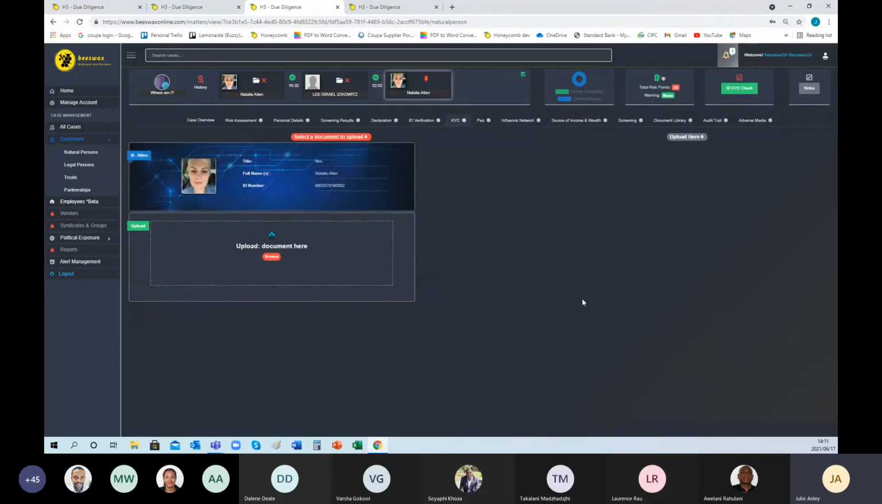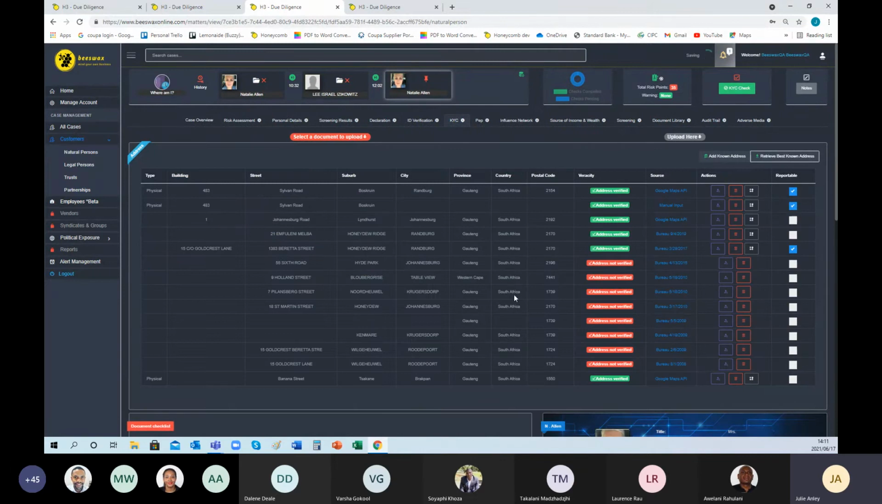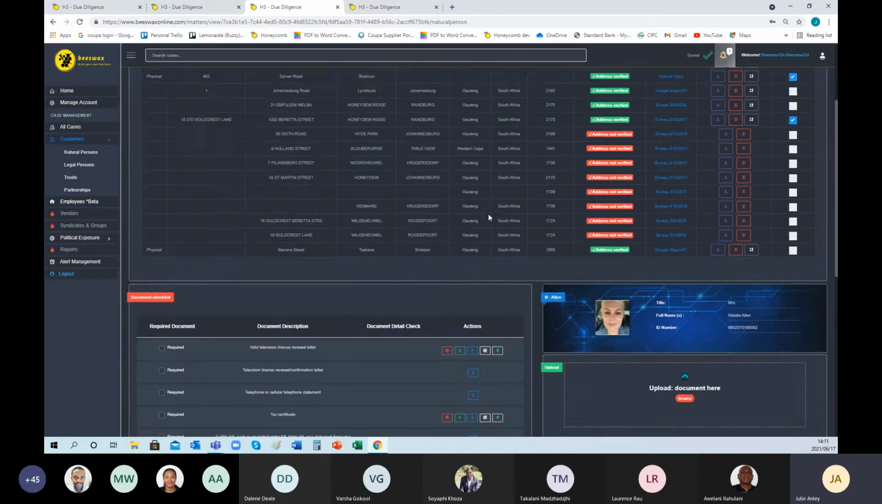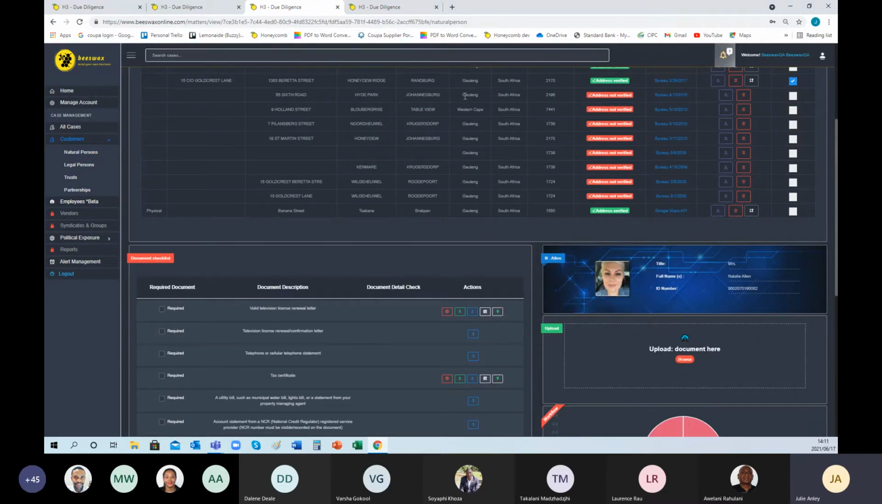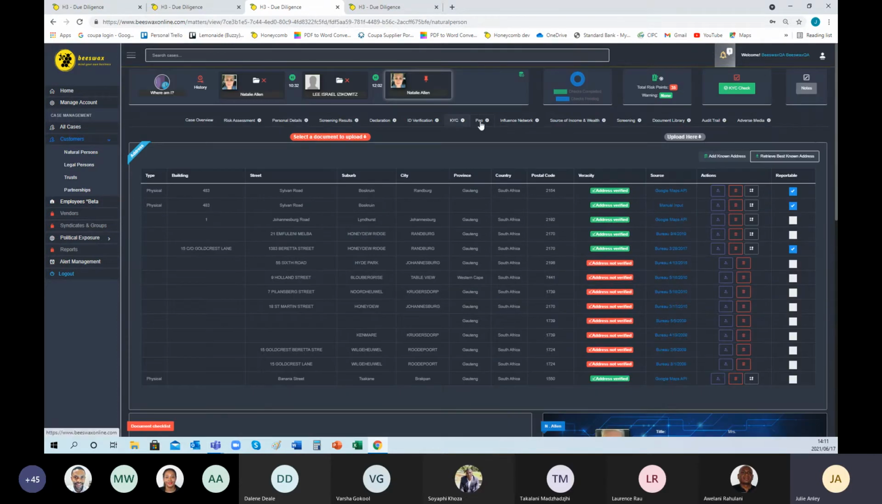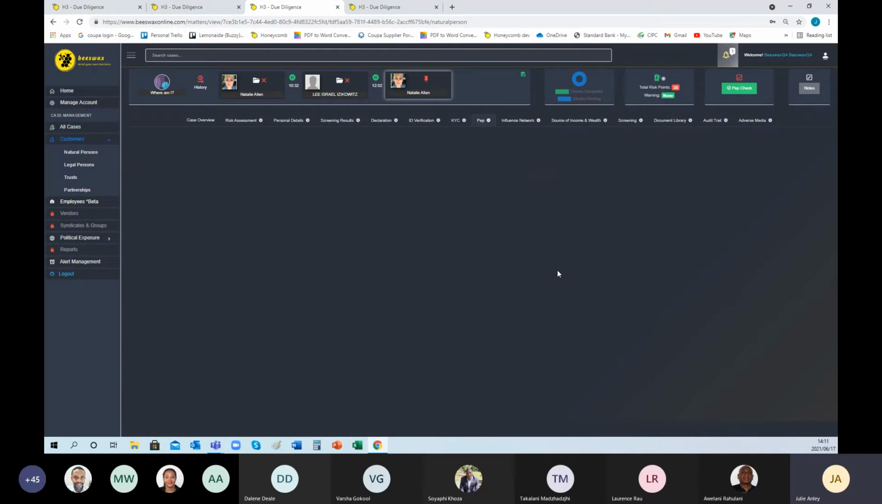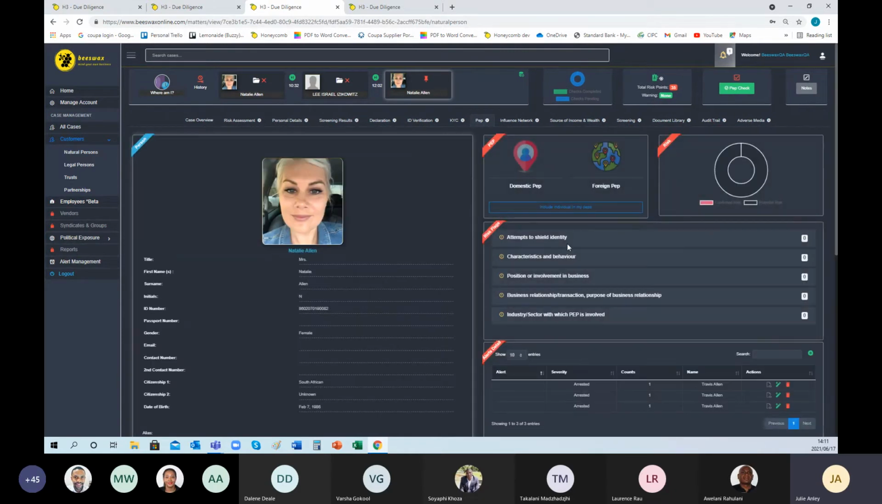KYC allows me to upload all relevant documentation, and it will also search for the address which I have verified within the document to ensure that that document does contain that address. Your PEP information: if I run screening on this individual, I am able to draw information as to whether or not she is a politically exposed person.